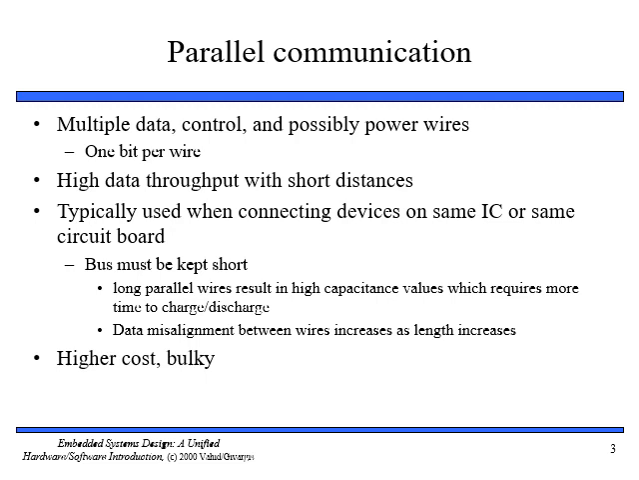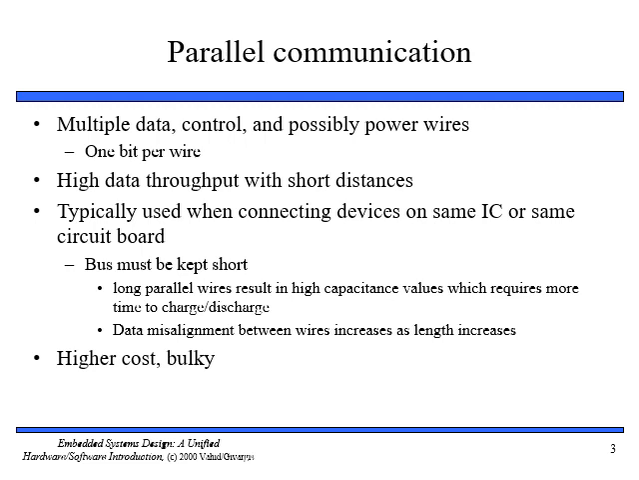Long parallel wires result in high capacitance values, which require more time to charge and discharge. Data misalignment between wires increases as length increases. The disadvantages are higher cost and bulkiness. Along with this, there is a capacitance issue between the parallel wires. Also, there is an issue of data misalignment between the wires.